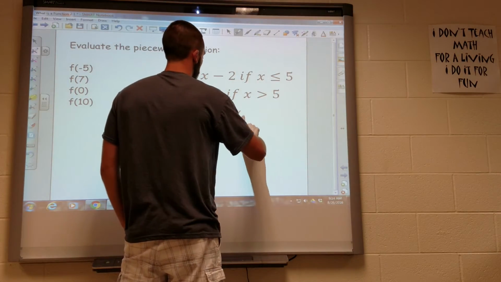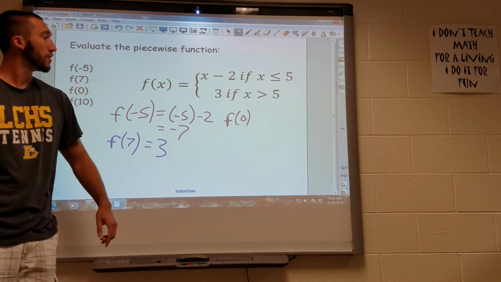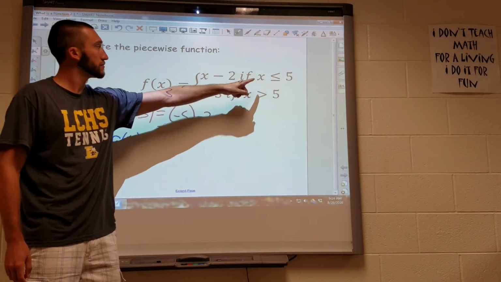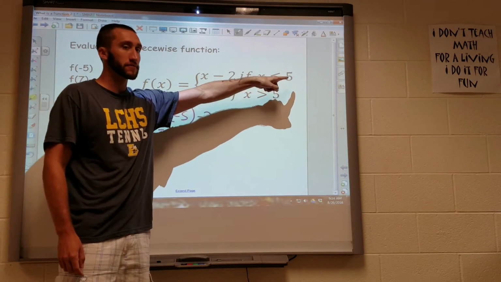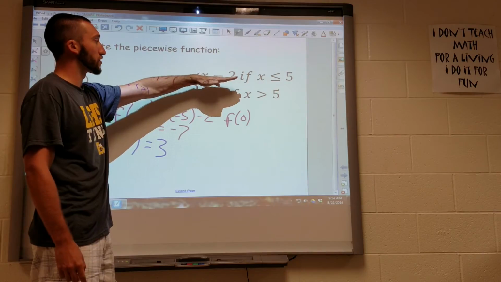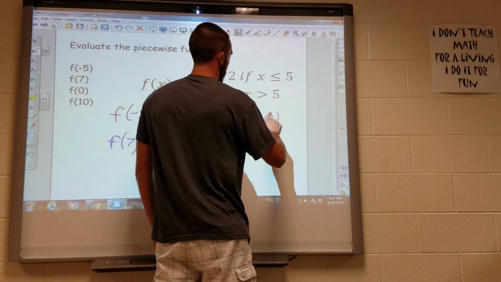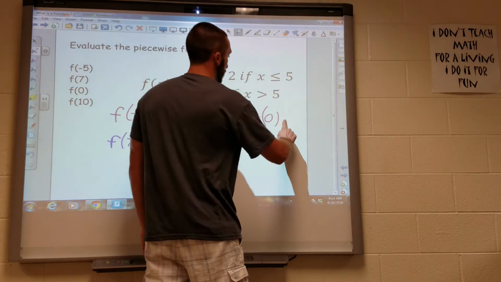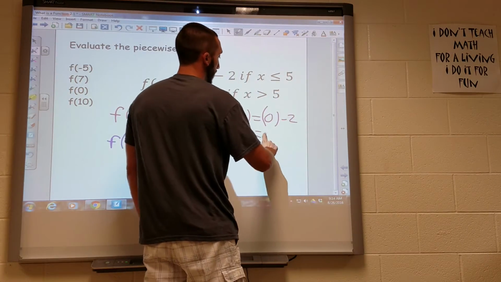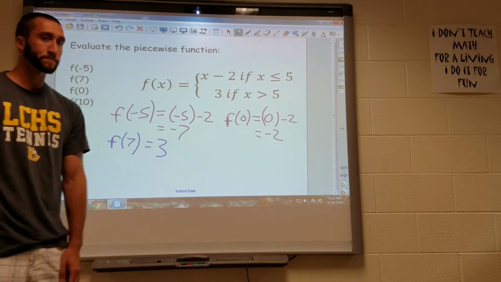F of 0. Right? 0 is less than 5. So I'm going to use the top term of my piecewise function. I'm going to plug 0 in for my x. Right? And whenever I plug it in, I'm going to use parentheses. So 0 minus 2 is negative 2.